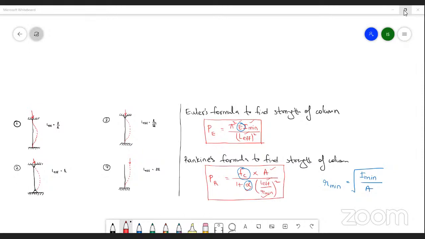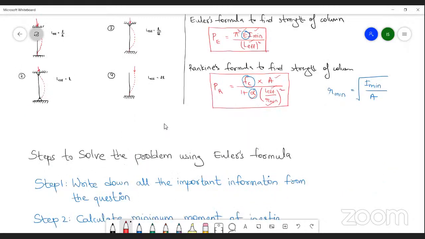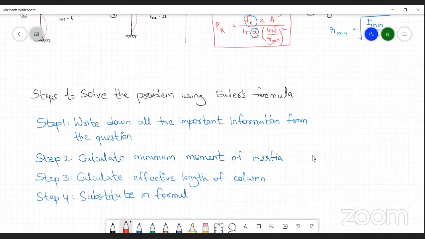Now, in this video, I am going to explain to you the steps of solving the strength of column problems using Euler's formula, and also we will be solving some questions as well. Alright, so now moving into the steps of solving the problem using Euler's formula.